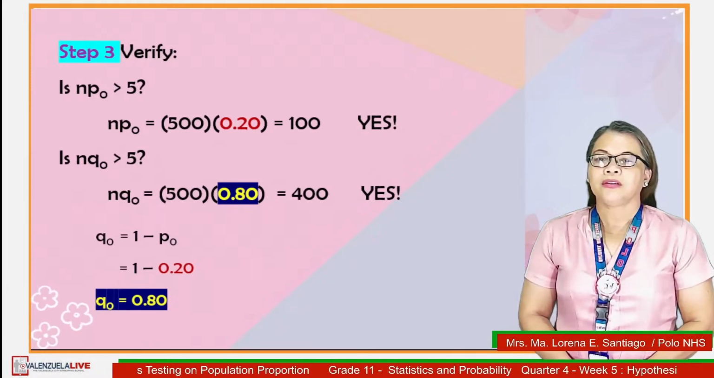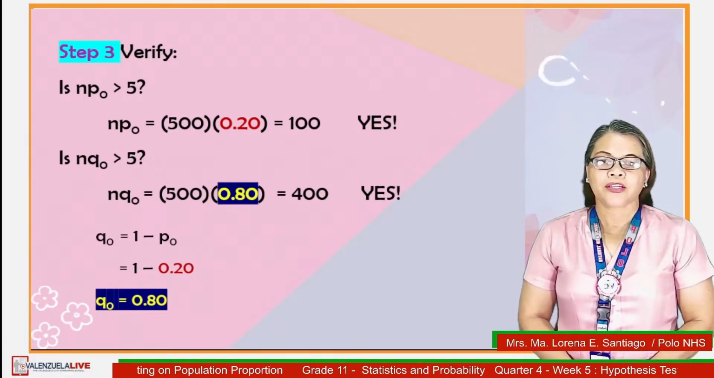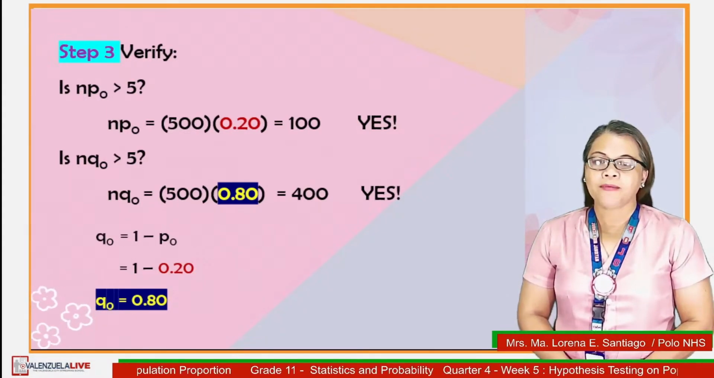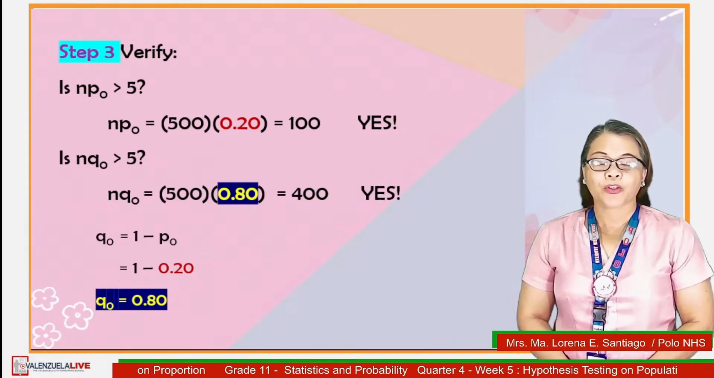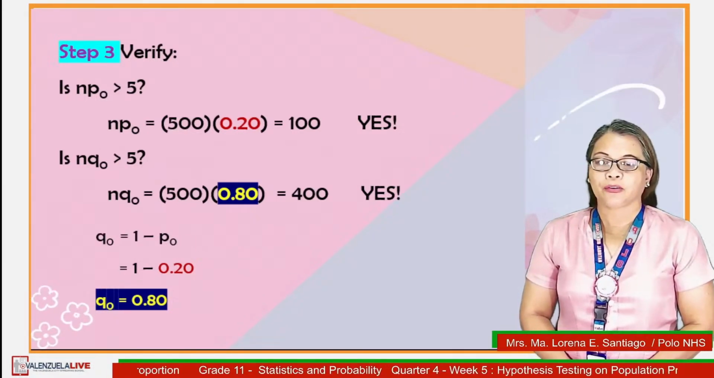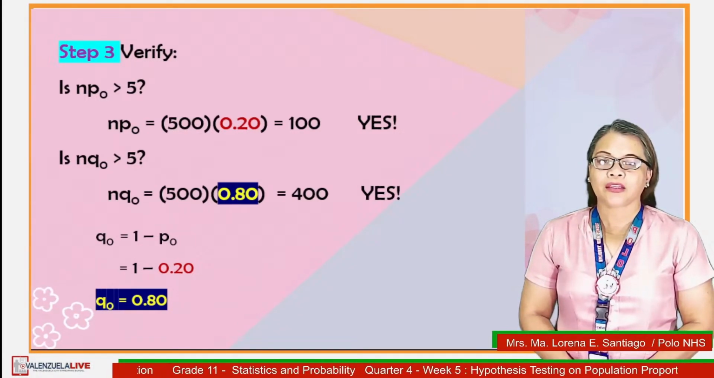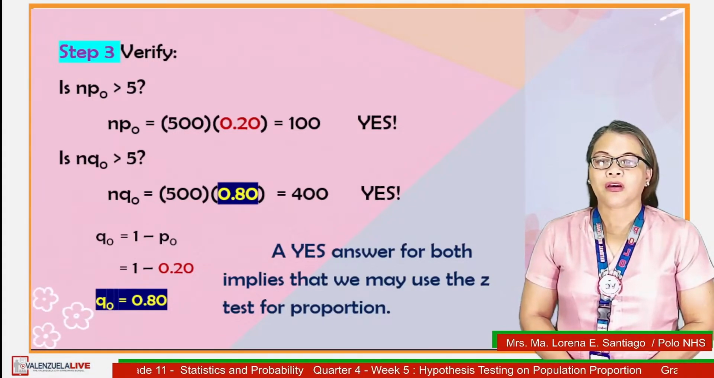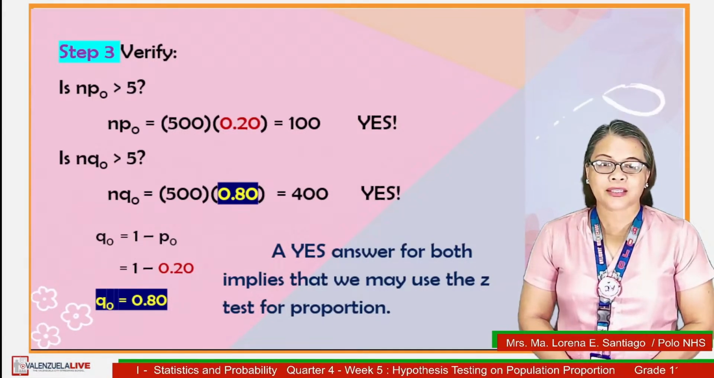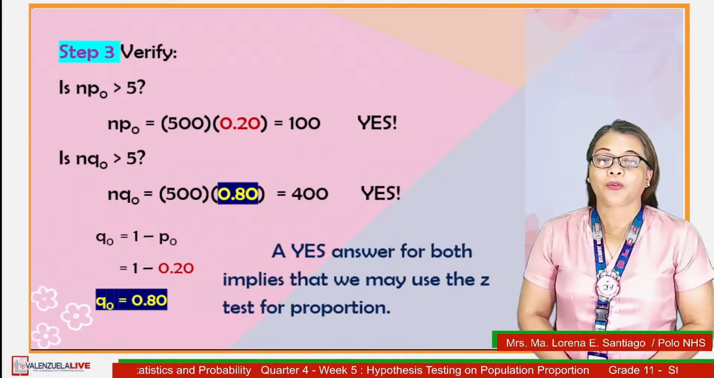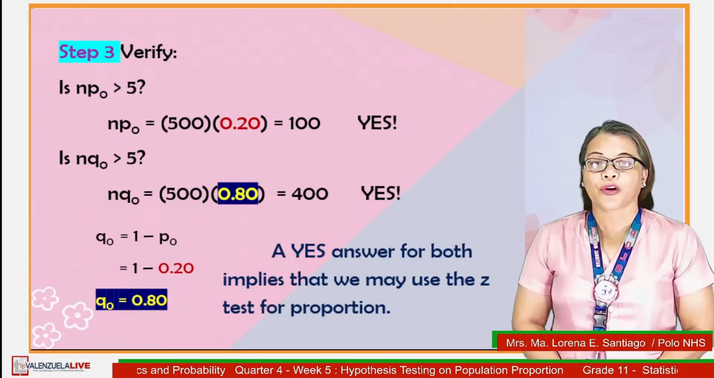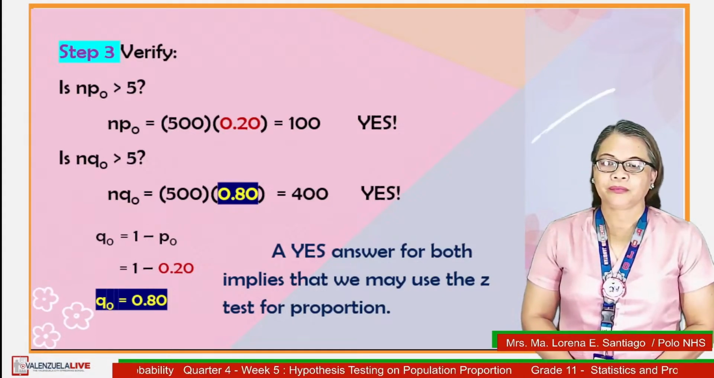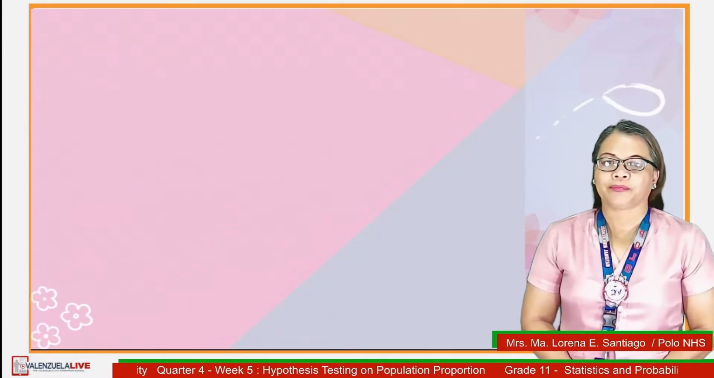Take note that our q sub 0 is taken from the difference of 1 minus p sub 0, which means you have 1 minus 0.20, so that you got the 0.80. And since both questions are answered by yes, it is implied that we may now use the z-test for population proportion. Go now to step 4.